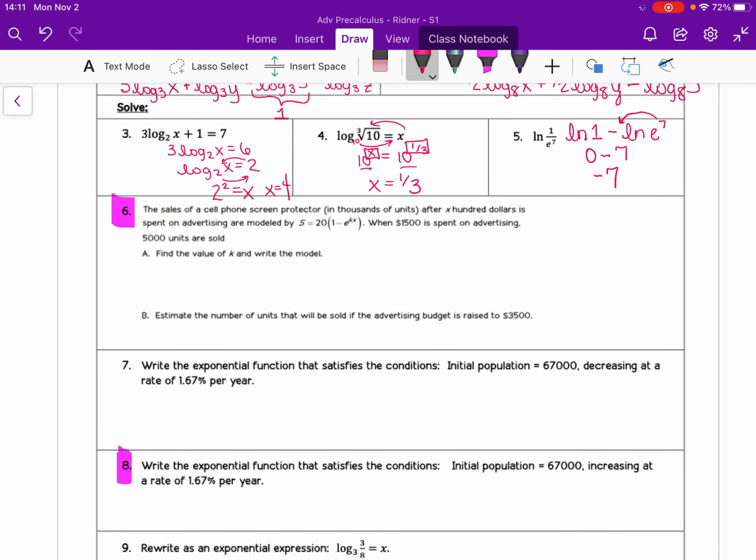All right, you'll notice this one's highlighted. That's because in my A3 synchronous class today, a lot of people had questions on this one. So I wanted to have it open to go over. All right. The sales of a cell phone screen protector after X $100 is spent on advertising are modeled by 20 times 1 minus e to the kx. When $1,500 is spent on advertising, 5,000 units are sold. Find the value of k and write the model.